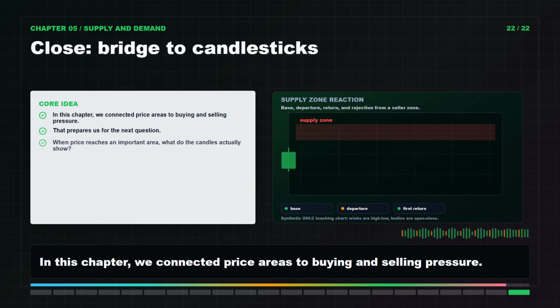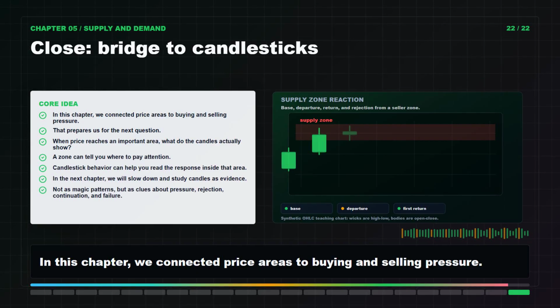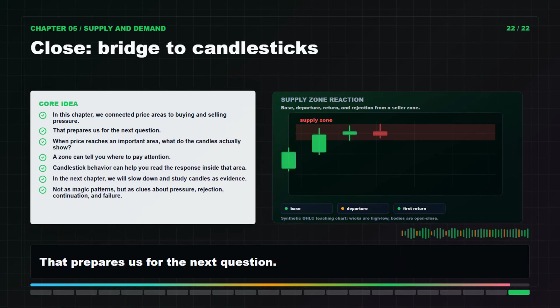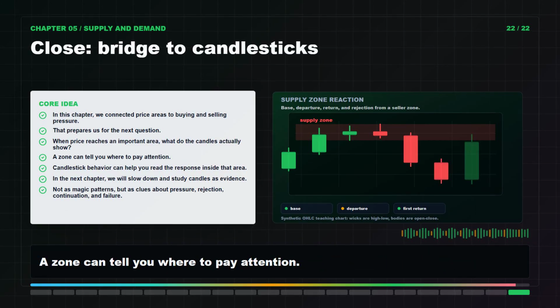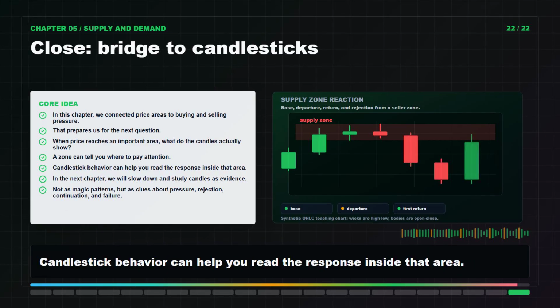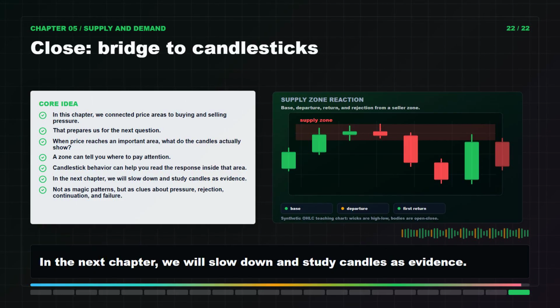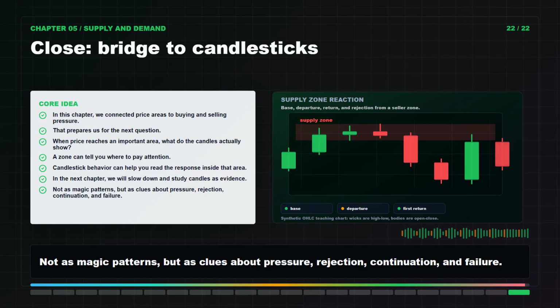In this chapter, we connected price areas to buying and selling pressure. That prepares us for the next question. When price reaches an important area, what do the candles actually show? A zone can tell you where to pay attention. Candlestick behavior can help you read the response inside that area. In the next chapter, we will slow down and study candles as evidence, not as magic patterns, but as clues about pressure, rejection, continuation, and failure.